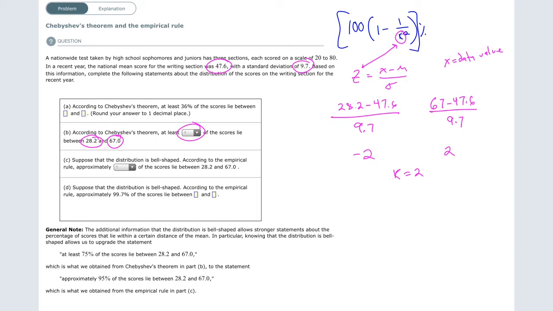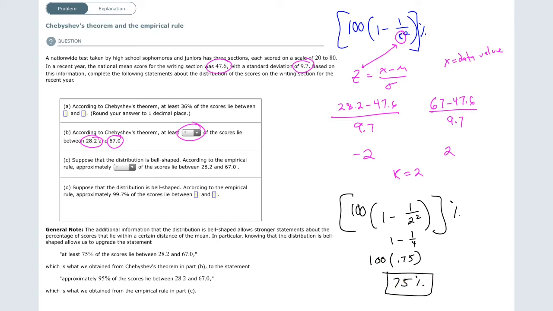Now if I plug it into that formula above, 1 minus 1 over 2 squared, because my K is 2. And then I'm just going to turn this into a percent. 1 over 2 squared would be 1 over 4. 1 minus 1/4 would be 0.75. 0.75 times 100 would be 75, so 75%. So at least 75% of these people scored somewhere between 28.2 and 67.